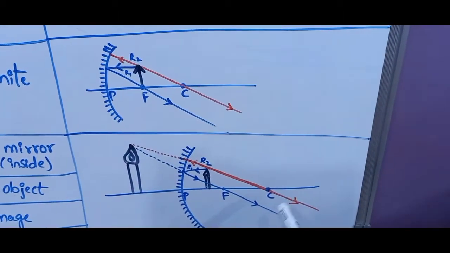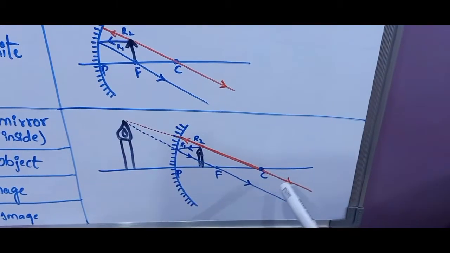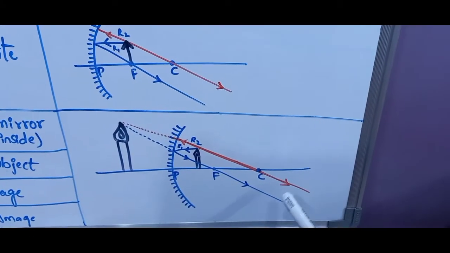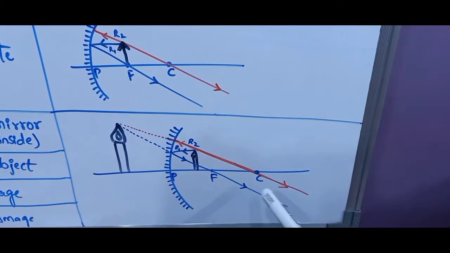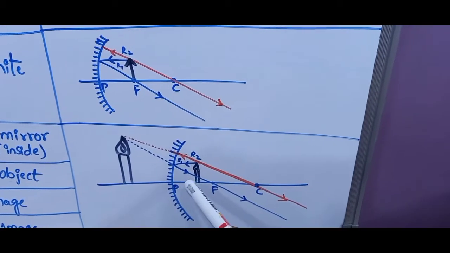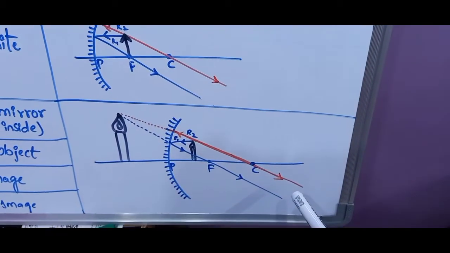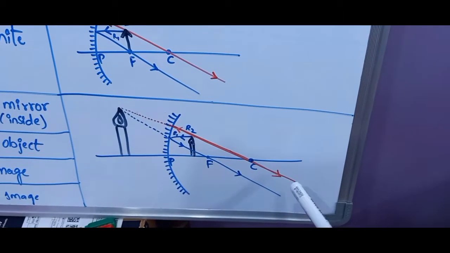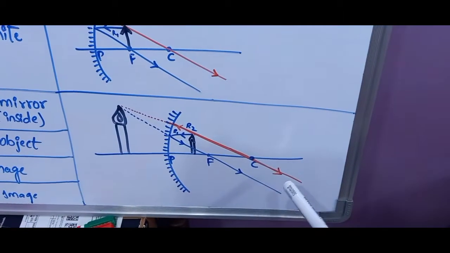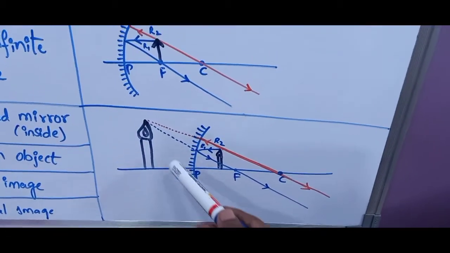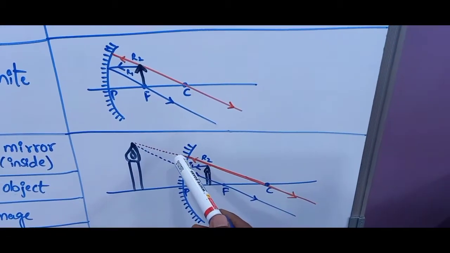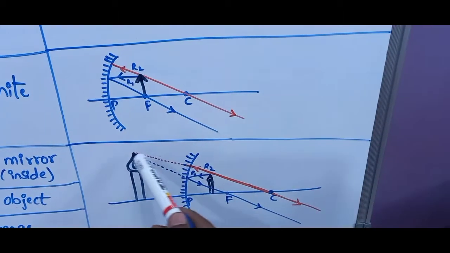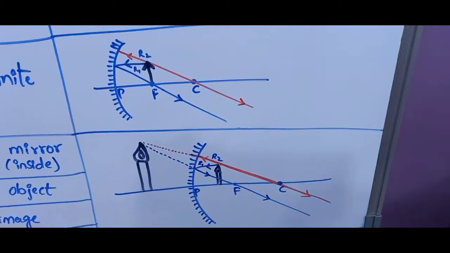Again, these two reflected rays are not converging, hence they may not intersect with each other because the object is very close to the mirror. Hence there is no possibility for the reflected rays to meet at one point and intersect with each other. Therefore what we need to do is extend these rays beyond the mirror, behind the mirror.